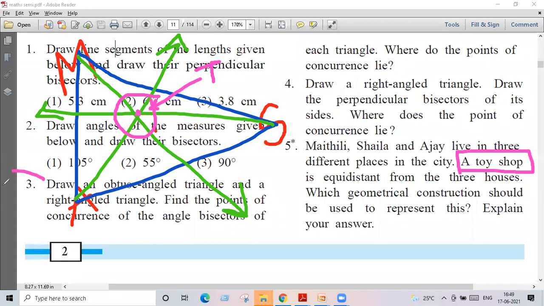So just as we did question 3, the same way you are going to do question number 5. Getting? So the distance from everyone's house to the toy shop is the same. It is equidistant from the 3 houses, and there is a toy shop here. Getting?